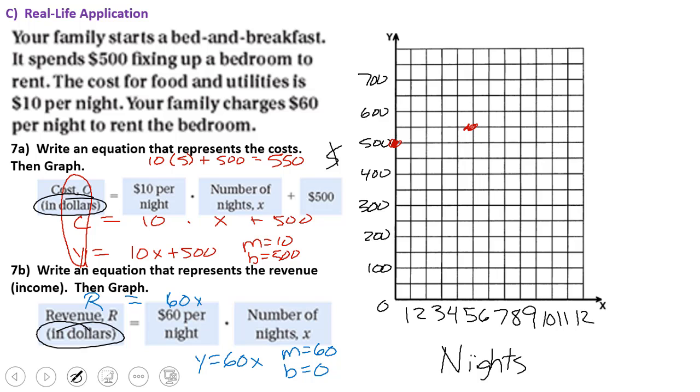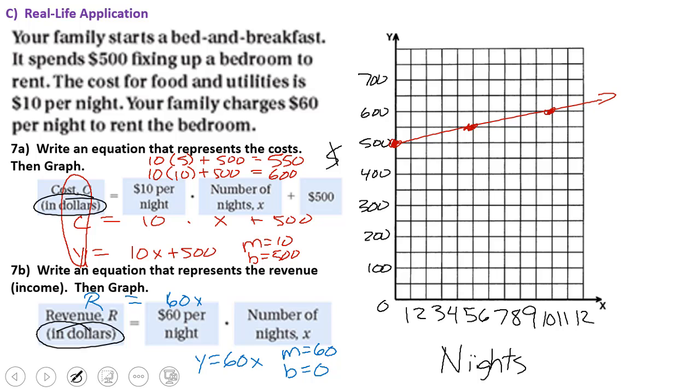And then I realize that if I go 10 nights, that's 10 times 10 plus the 500. So after 10 nights, it's cost us $600 for that room. Using your straight edge, voila, you can draw a nice graph. Okay, let's go to our revenue.